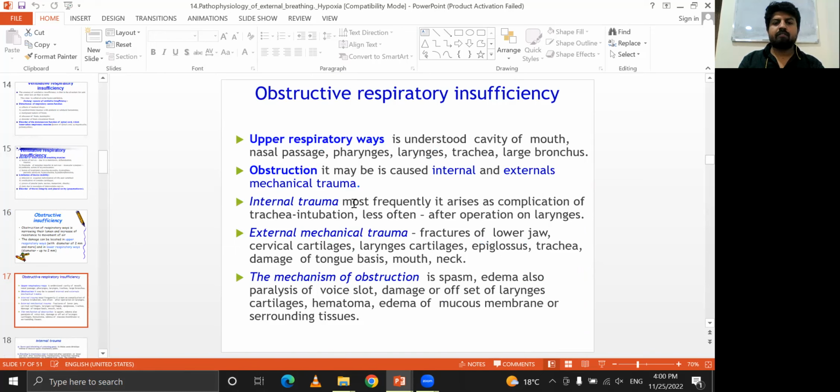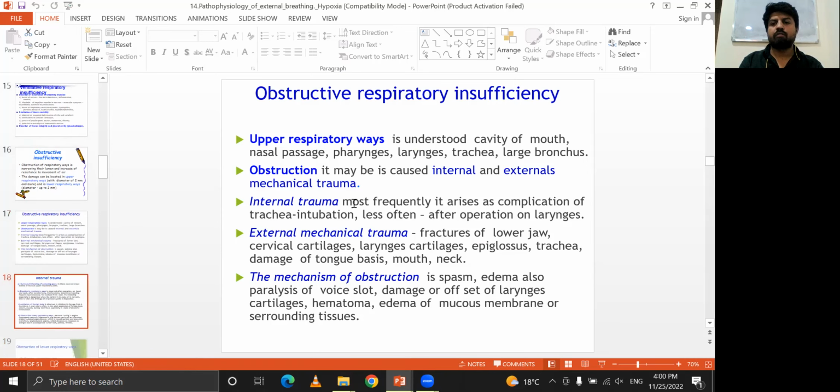Obstruction causes of respiratory insufficiency include the upper respiratory ways: obstruction from internal and external mechanical trauma, like internal trauma as a complication of tracheal intubation after an operation on the larynx, and external mechanical trauma, like damage to the cervical cartilage, epiglottis, etc. The mechanism of obstruction includes spasm, edema, paralysis of the voice slot, damage of the laryngeal cartilage, hematoma, edema of the mucous membrane, and the surrounding tissues.